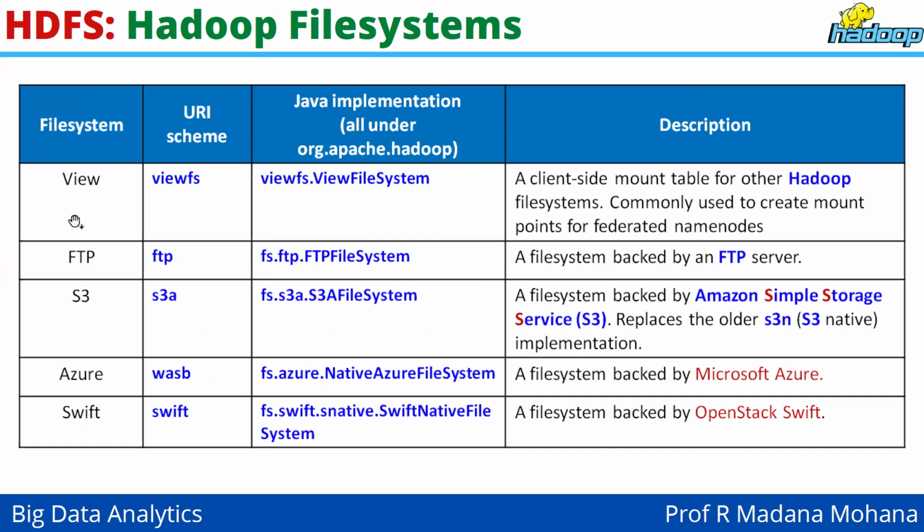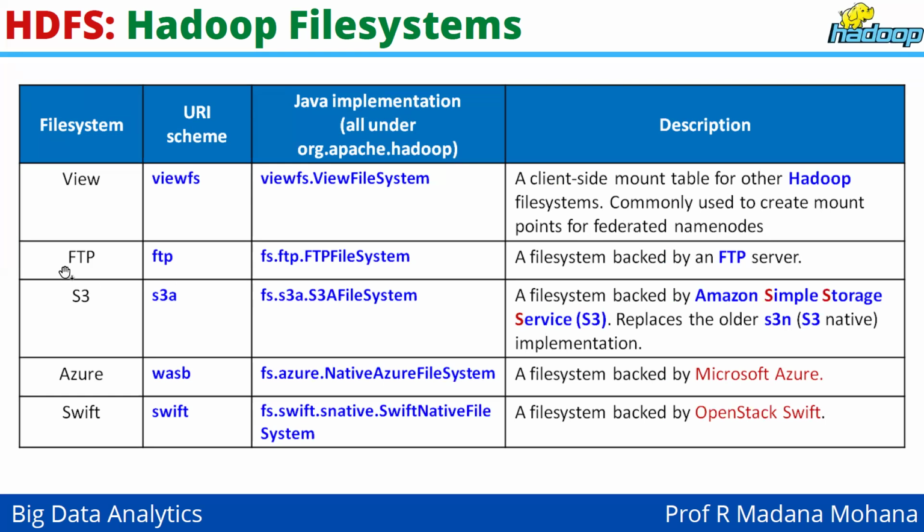The next file system is ViewFs. The URI scheme is viewfs. Its Java implementation path is org.apache.hadoop.fs.viewfs.ViewFileSystem. Its purpose is that it is a client-side mount table for other Hadoop file systems, commonly used to create mount points for federated name nodes.